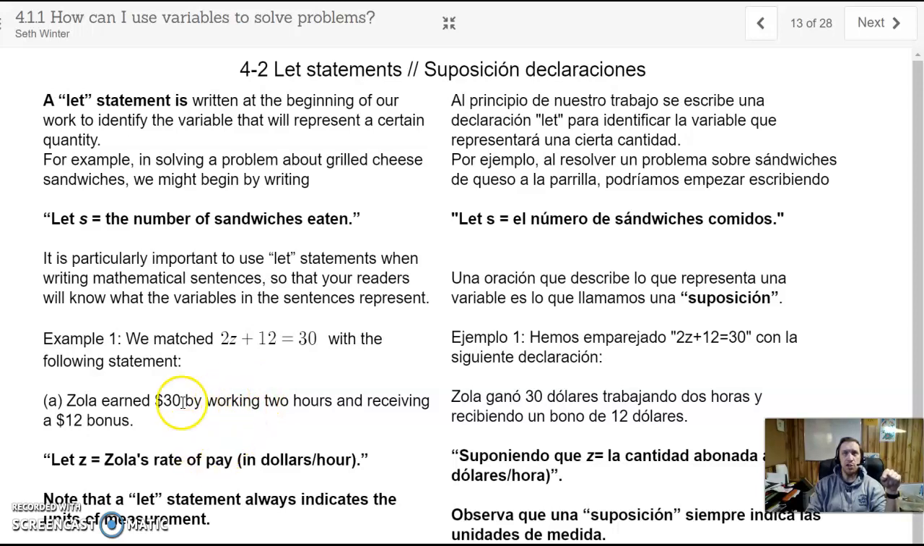To get $30, we know she worked 2 hours. We don't know how much she was paid. That's the unknown. And so we say, let Z be that unknown, Zola's rate of pay in dollars per hour. All right? And then we can solve for that. We're not going to do it yet, but that's what we call a let statement or a supposition. It indicates what we're trying to find. And one last note here: a let statement always indicates the unit of measure if there is one. And so dollars per hour. Z is how many dollars she makes per hour.